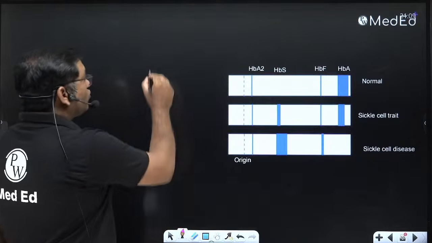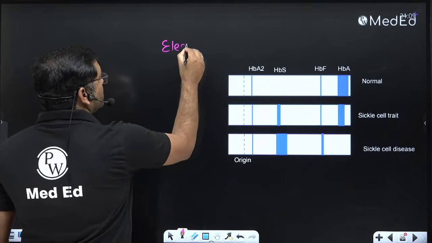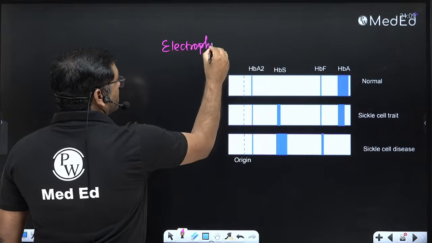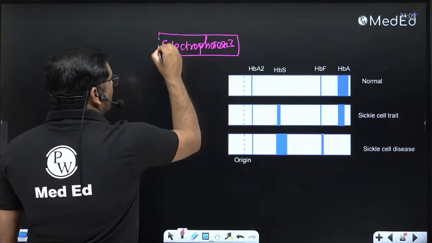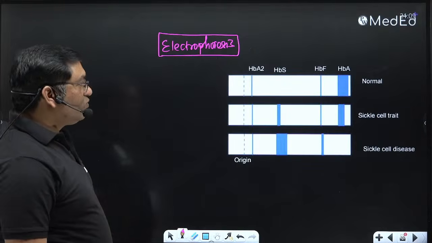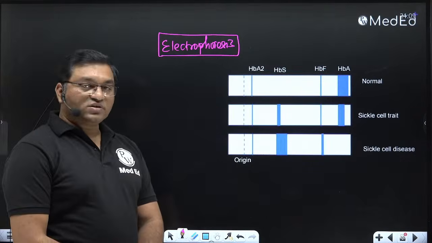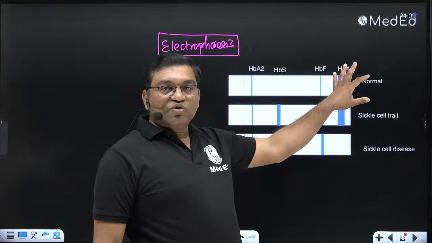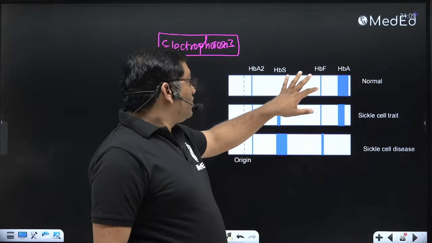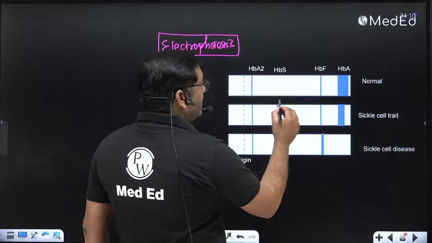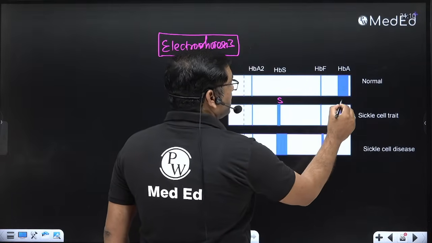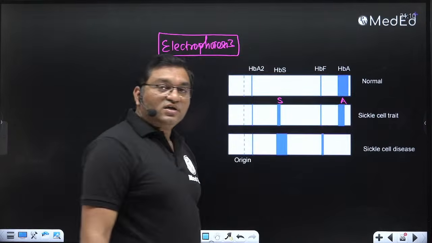And this is the hemoglobin electrophoresis pattern, which is done using gel electrophoresis or cellulose acetate membrane electrophoresis. In electrophoresis, this is normal. Normally the hemoglobin A is much more. Now in the sickle cell trait, there is a hemoglobin A band and a hemoglobin S band. A and S both bands are there.